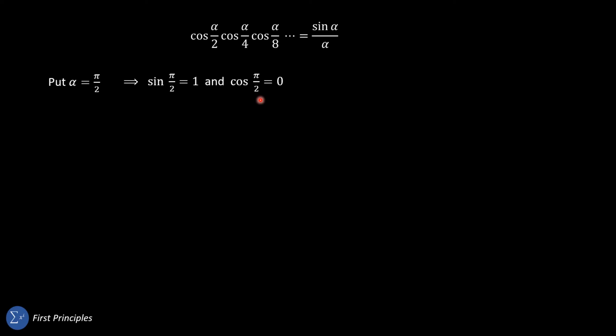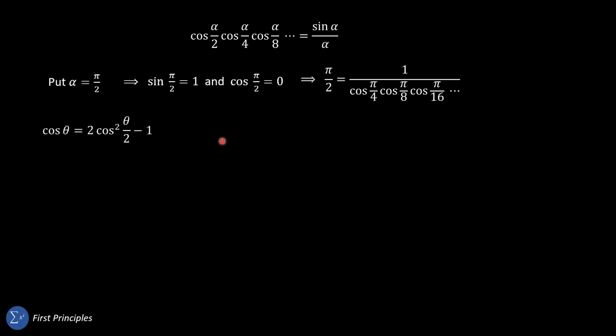So I plug in pi over 2 to the identity, and I get pi over 2 is equal to 1, because sine of pi over 2 was equal to 1, divided by all these cosine terms multiplied together, which I basically brought to the denominator. I brought alpha to the numerator. So here we have cosine of alpha over 2. Alpha is pi over 2, so it becomes cosine pi over 4. And the next term becomes cosine pi over 8, cosine pi over 16, etc.